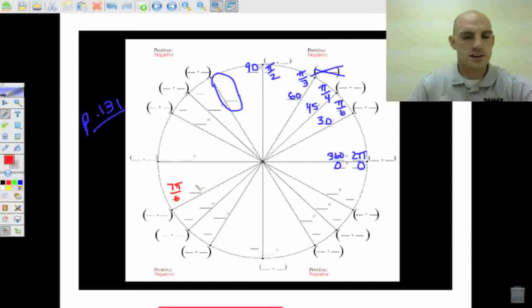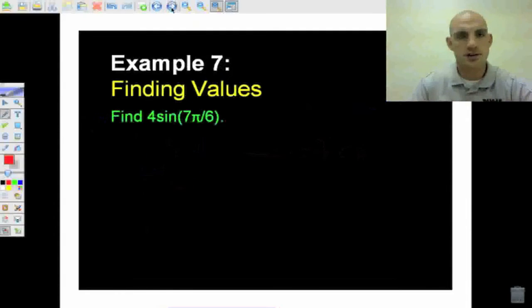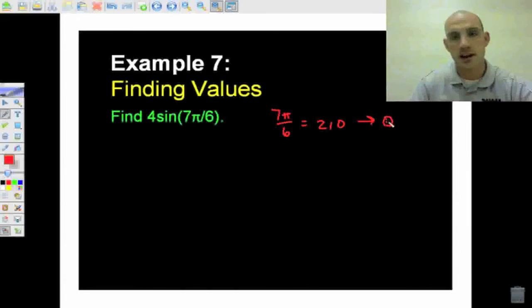Okay? 7 pi over 6 is going to be 210 degrees. And so this reference angle is going to be 30 here. And so when I go to do this, what I'm really saying is 7 pi over 6 is equal to 210, which means my theta hat, my reference angle, is going to be equal to 30 degrees.